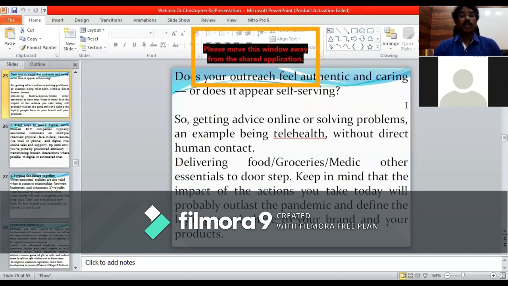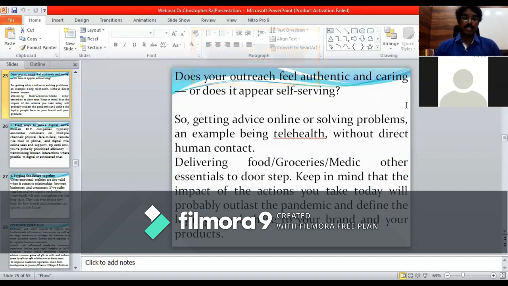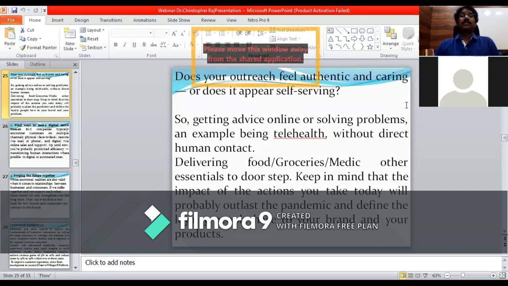Does your outreach feel authentic and caring, or does it appear self-serving? Examples include getting advice online or solving a problem, such as tech or health, without direct human contact, and delivering food, groceries, medicines, and other essentials to doorsteps. Keep in mind that the impact of the actions you take today will probably outlast the pandemic and define the loyalty people have to your brands and to your products.